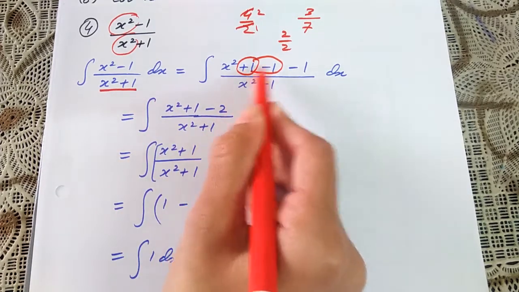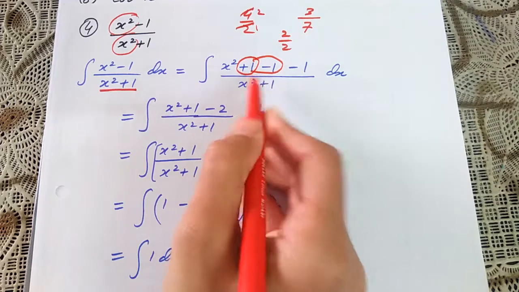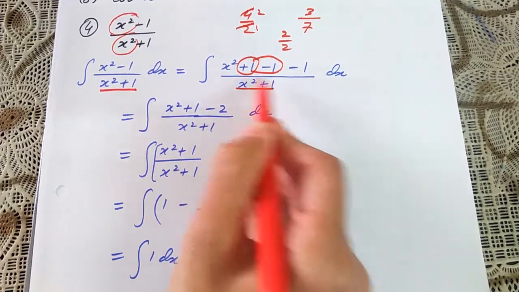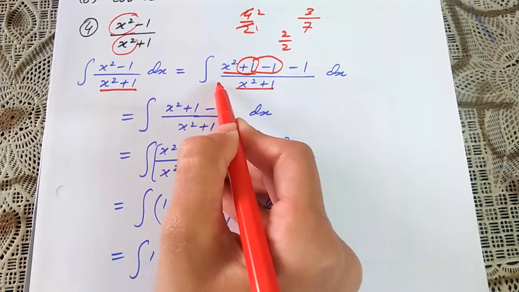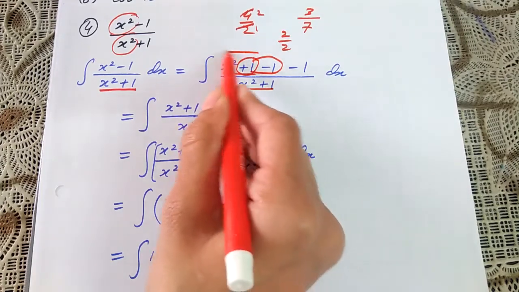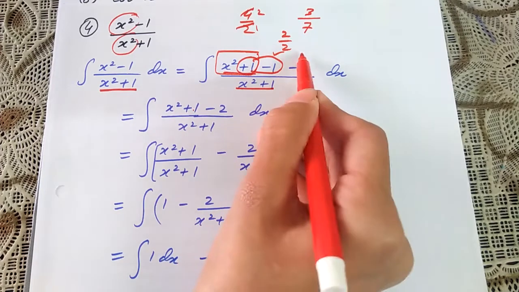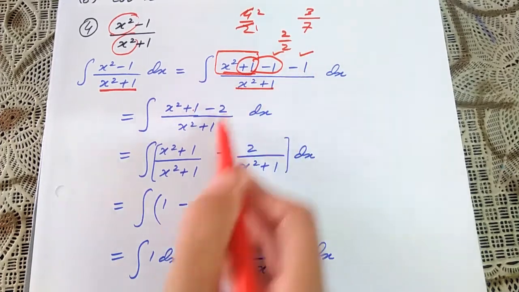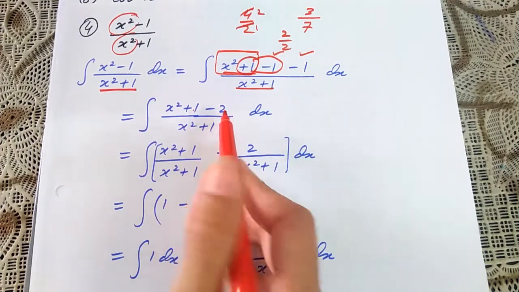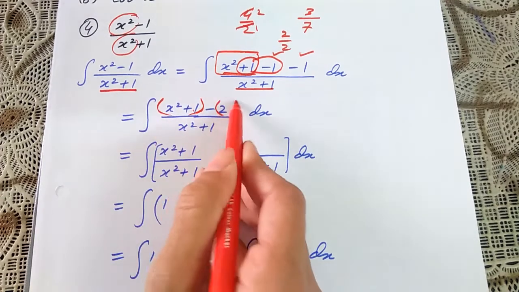So I have added and subtracted 1 here, so that I can make the same thing, x square plus 1, x square plus 1 here. Now this x square plus 1 will be taken aside, and this minus 1 and this minus 1 will be solved, and it will be minus 2. Now I can separate these two things.